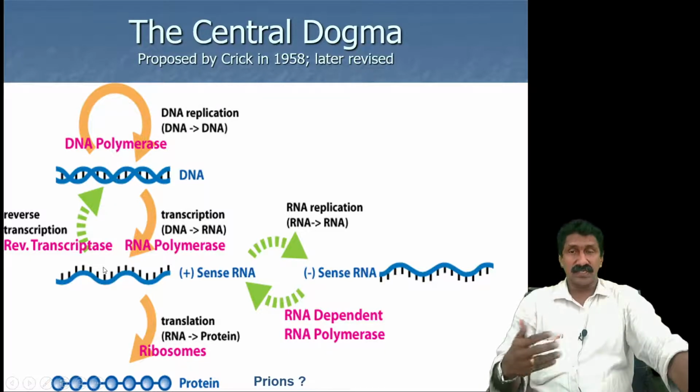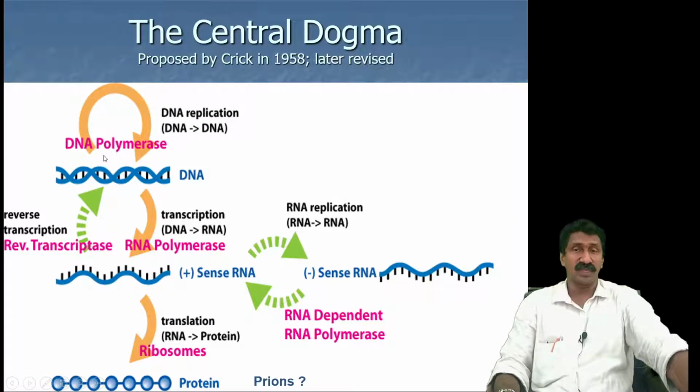Later we have various additions to this initial central dogma, like the reverse transcription process, which was identified later. In that case, the RNA is used as a template for the production of a DNA copy of the genome. That process is known as reverse transcription, and the enzyme used is known as the reverse transcriptase enzyme. So that is now incorporated in the central dogma.